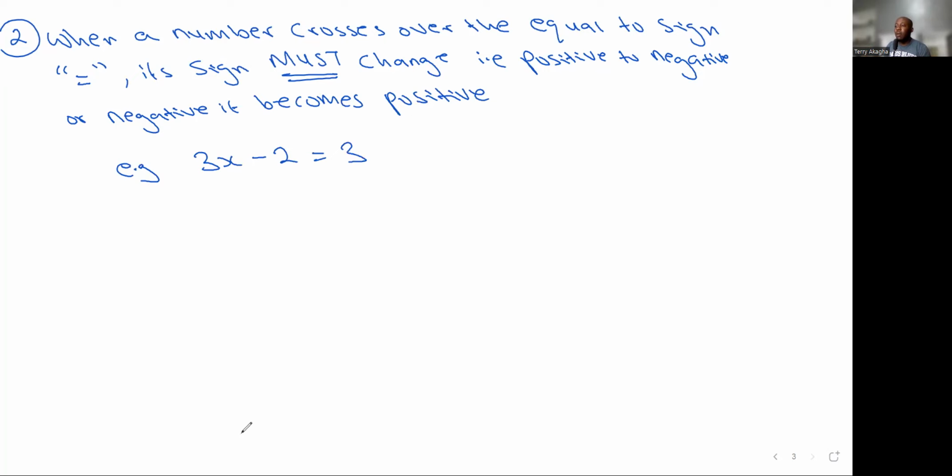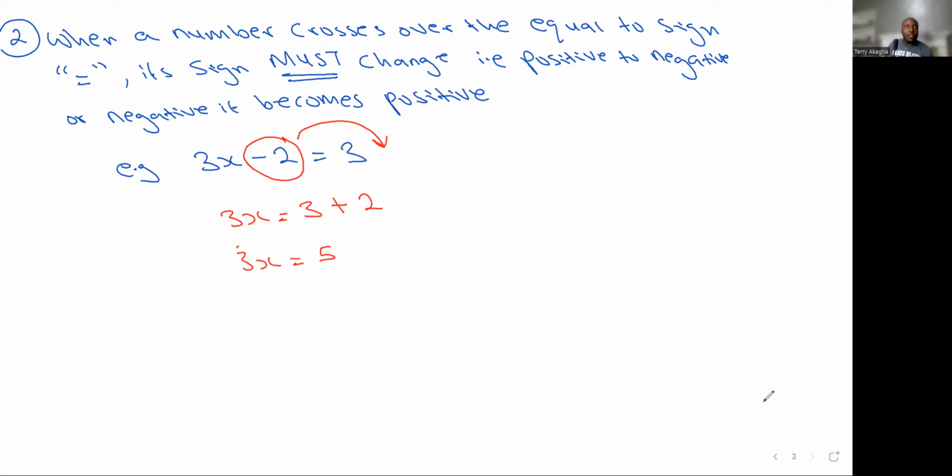Okay? Now, if minus 2 decides to cross over to this side, it's going to become 3x will be equal to 3 plus 2. Are you seeing it? So the minus sign is going to change, okay? And that will give us 3x is equal to what? 5. Then we're going to apply rule 1.